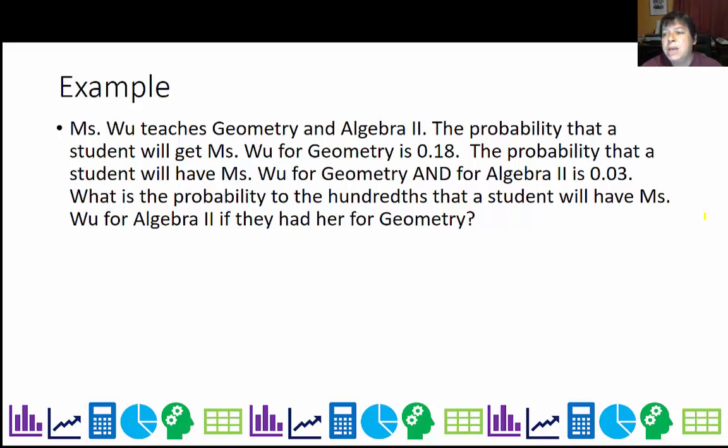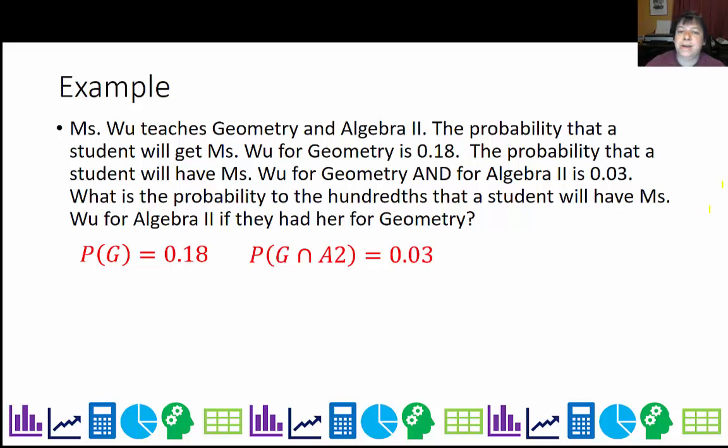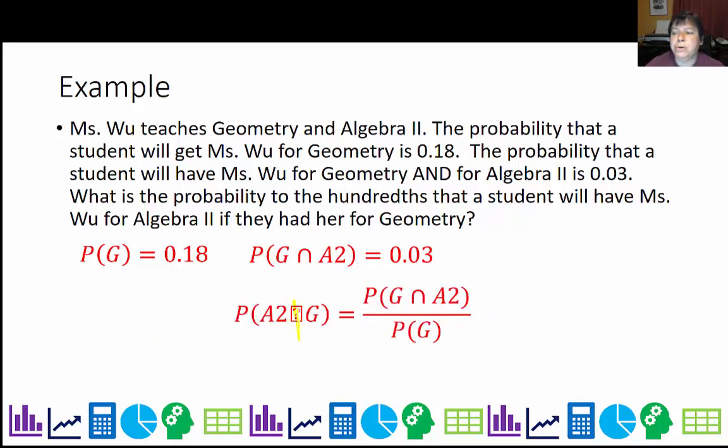her for geometry? The easiest way to do this, first of all, we know the probability of Miss Wu for geometry is 0.18. Probability for Miss Wu for geometry and algebra 2 is 0.03. It helps to write down, and for some reason it changed some of my bars here. Those are supposed to be vertical bars. Algebra 2, given they had geometry, is that formula we just showed at the beginning of the notes. The probability of both given the probability of geometry. So substituting in the numbers 0.03 over 0.18, it's 1/6, or about 0.167.